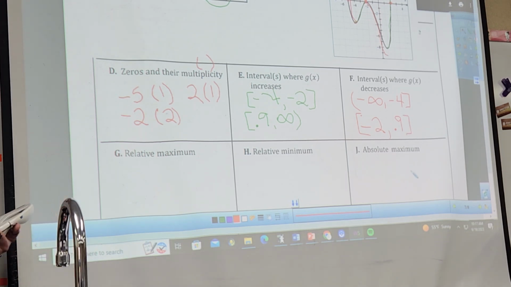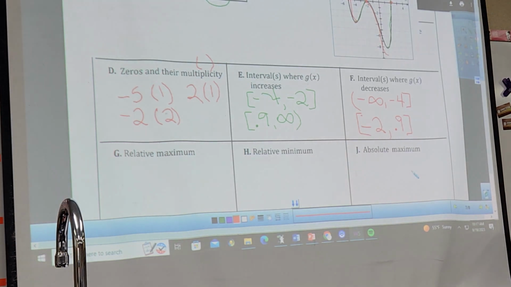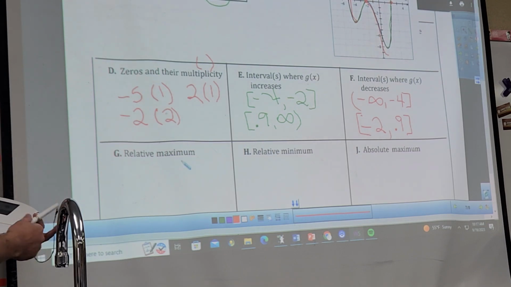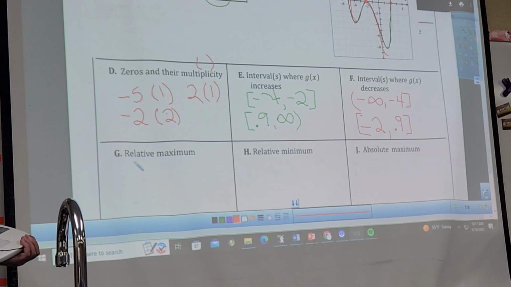All right. Do I have any relatives? Do I have a relative max? Is that my only relative max? So it occurs at -2. It is 0. So my relative max is the point -2, 0.